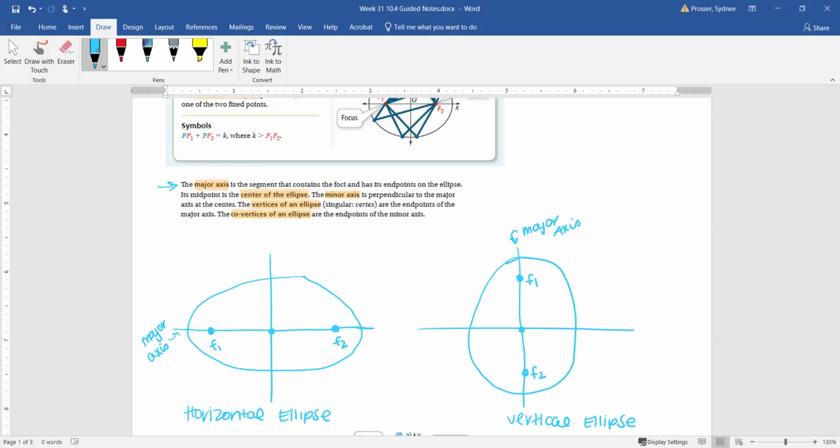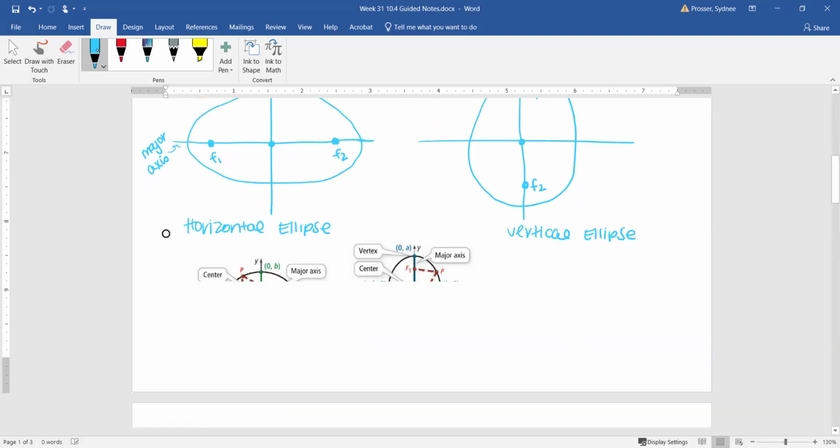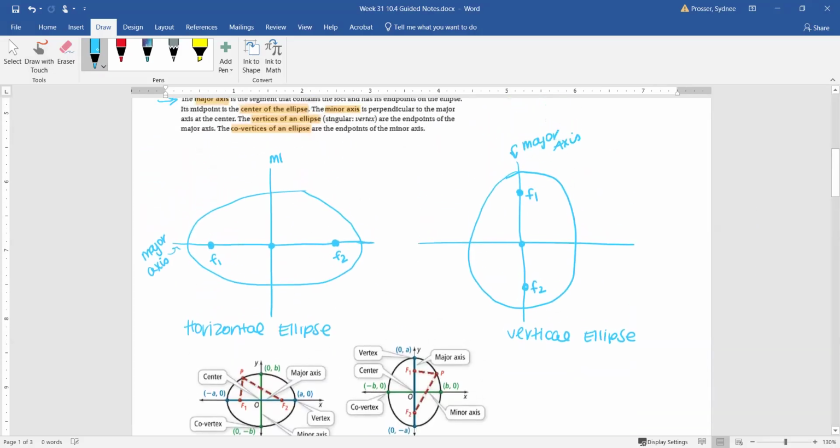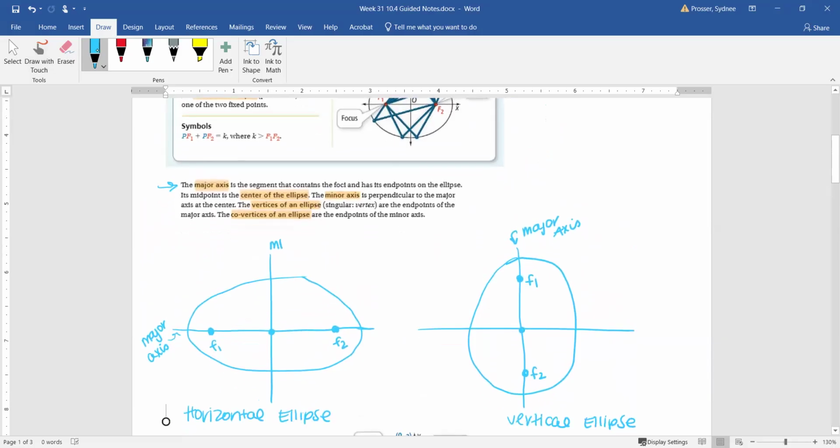Okay? The minor axis is perpendicular to the major axis at that center point. So then we've got a minor axis here for a horizontal ellipse, and a minor axis here for our vertical ellipse. And on this minor axis, we have co-vertices, and on the major axis, we have vertices.